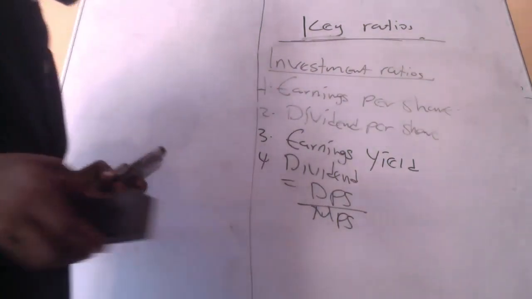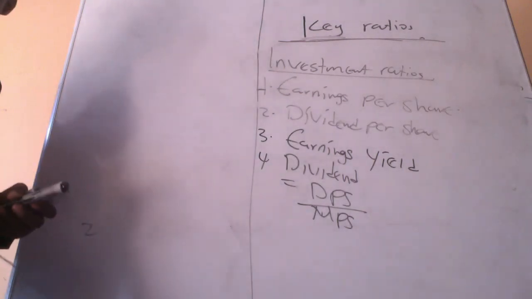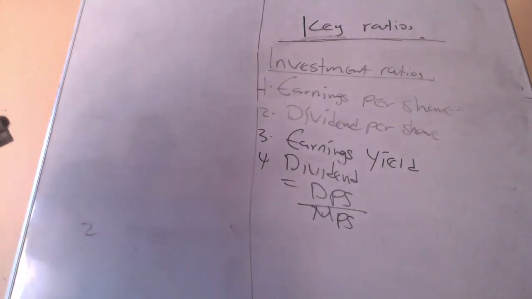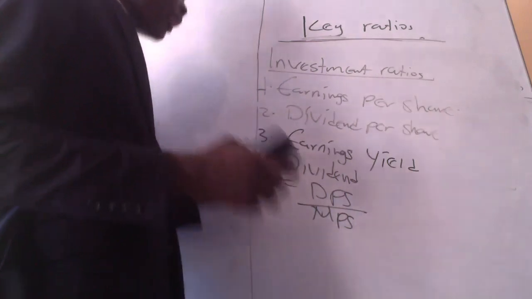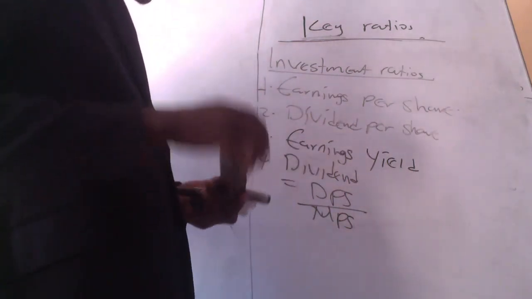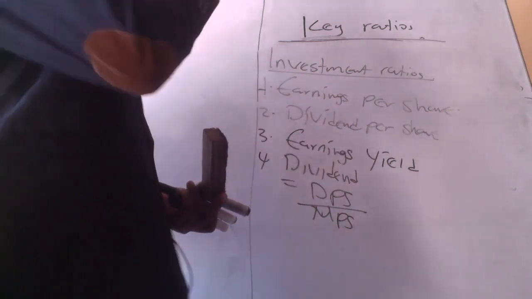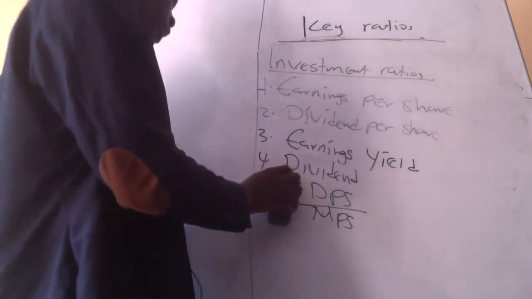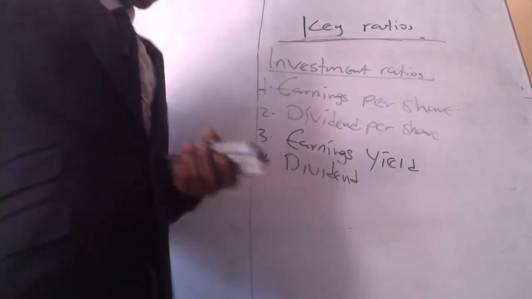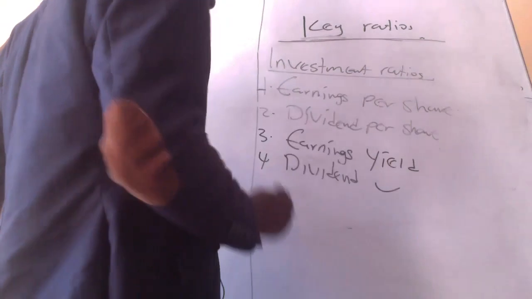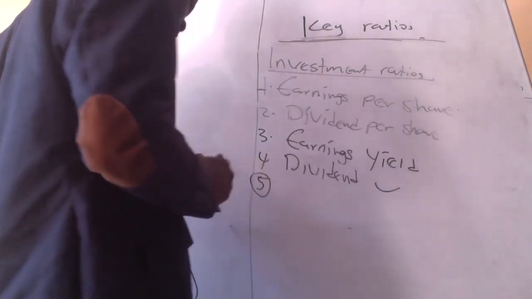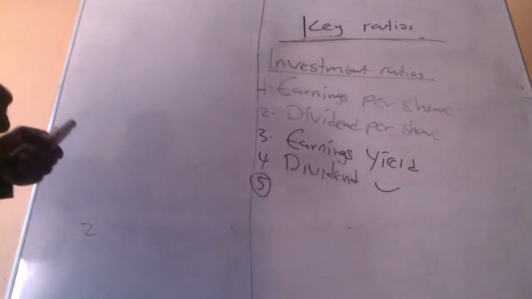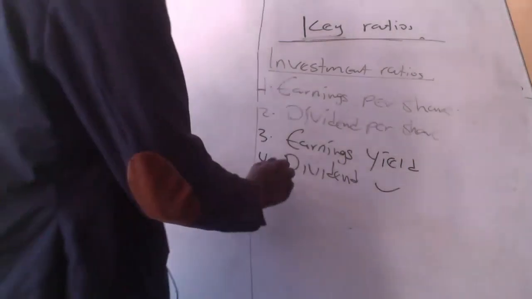This one too talks about the dividend power of the entity in relation to each unit of shares. So take note, dividend yield. Now the fifth one, let's go to the payout ratio, a very important one.